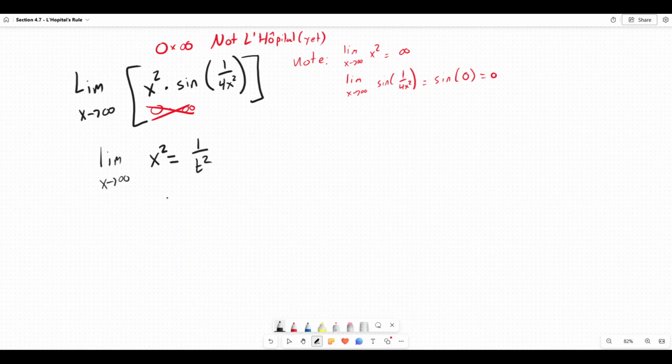this is now the limit as t goes to 0. Right? Because this is heading towards infinity. This is also heading towards infinity. As it gets smaller and smaller, it's going to blow up to the point where it's much, much larger. Okay? So, let's recast, and this is what this is usually called, recasting, the limit as t goes to 0 of, well, x squared is 1 over t squared. And sine of 1 over 4x squared is now going to be sine of 1 over 4 times t squared.